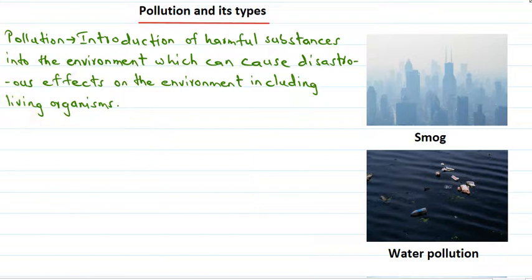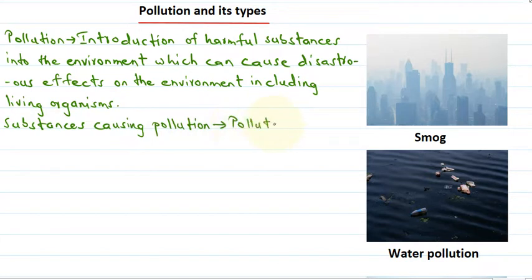Now there are substances that cause pollution. What are these substances known as? These substances are known as pollutants. Pollutants are those substances that are responsible for causing pollution.